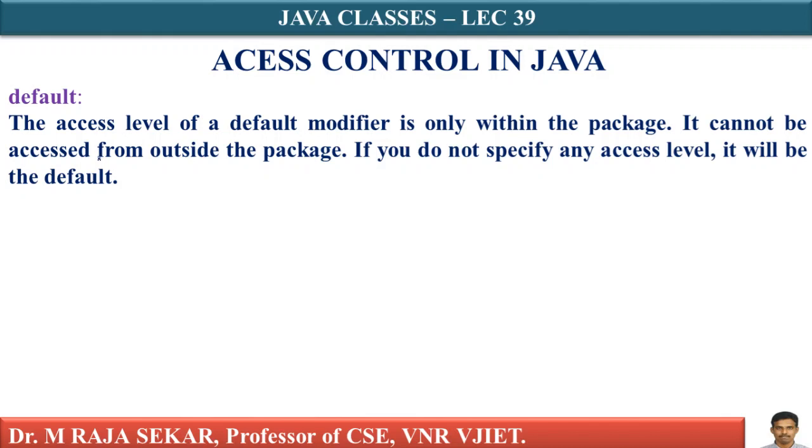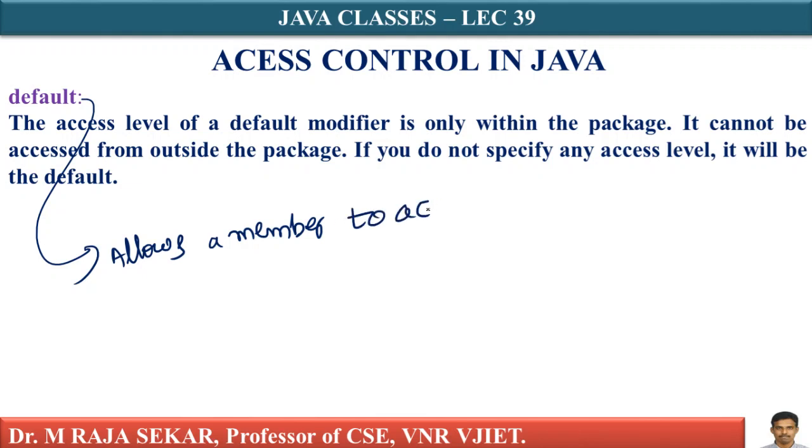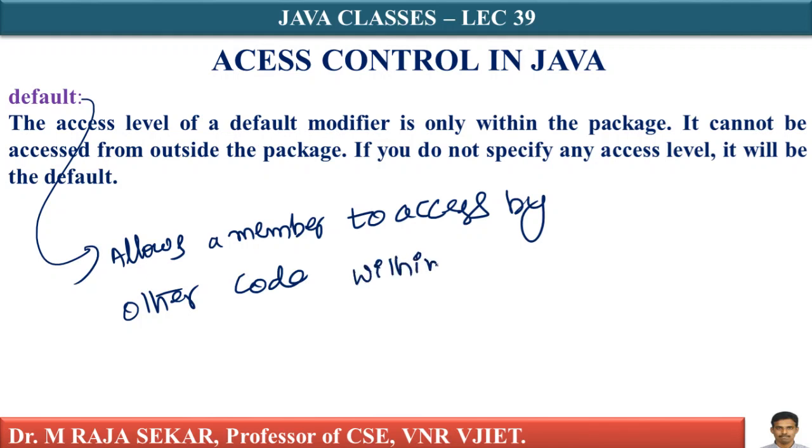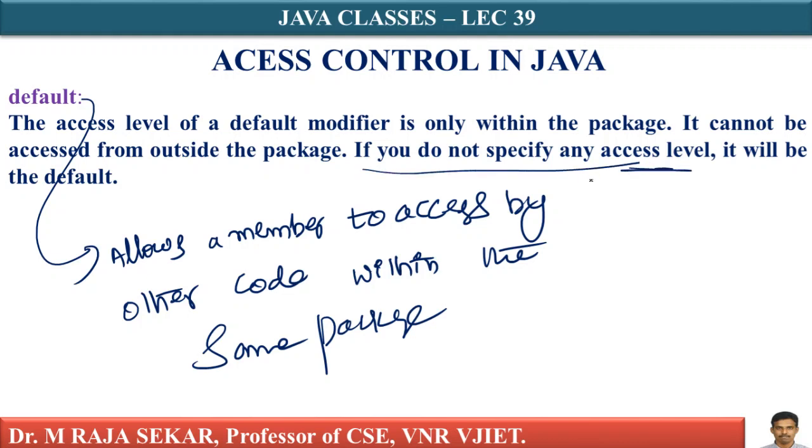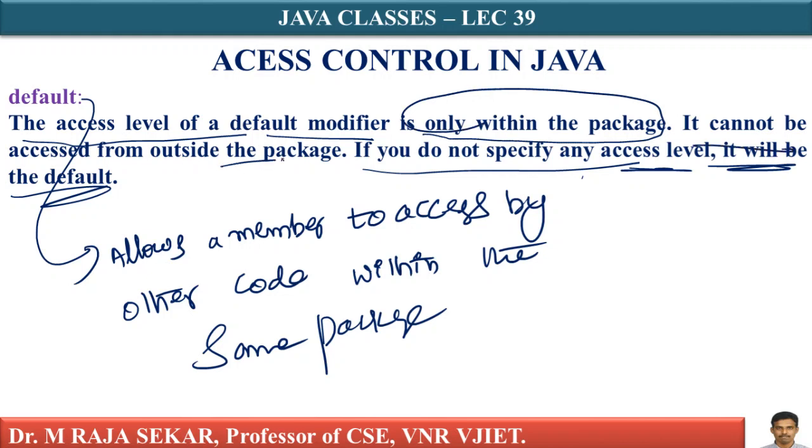Let me say default. This allows a member to be accessed by other code within the same package. What does it mean? If you do not specify any access level, meaning you are not specifying public, private, or protected, the system will treat it as default. The access level of the default modifier is only within the package. It cannot be accessed from outside the package.